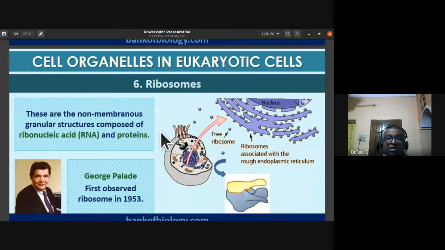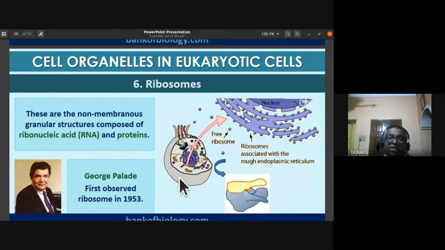We don't even call them cell organelles in the sense of double-membrane cell organelles, but they are non-membranous cell organelles. They are granular structures composed of RNA and proteins. George Palade was the first person to observe ribosomes, in 1953. Before that, there was no knowledge about ribosomes. So the ribosomes were observed by George Palade.